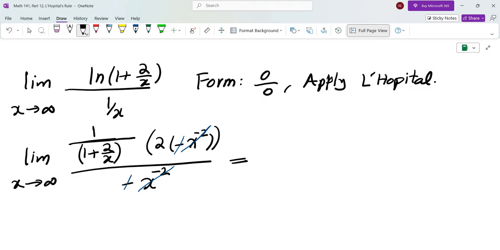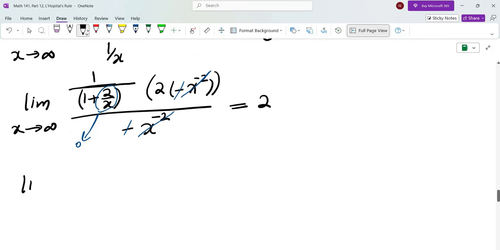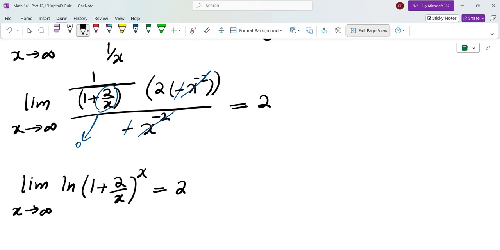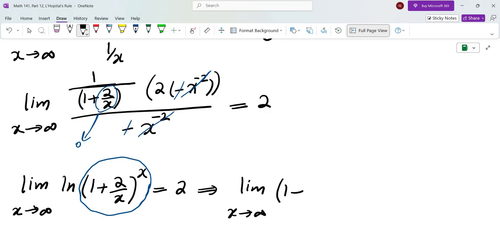Now, as x goes to infinity, this approaches 0, and then we have a 2, so the answer becomes 2. Now remember that we took the natural log, so what we showed is that the limit as x goes to infinity of natural log of (1 plus 2 over x) to the power of x is 2. So that tells us the limit of the inside of the natural log would have to be e to the power of 2. So the limit as x goes to infinity of (1 plus 2 over x) to the power of x is e squared. So that is our answer.